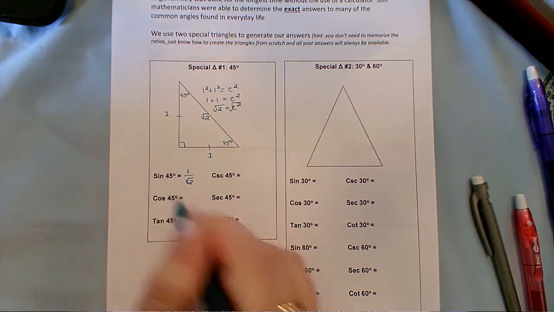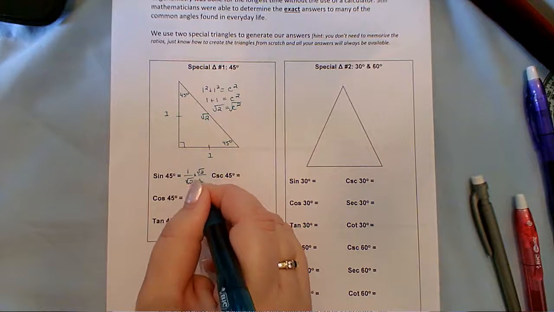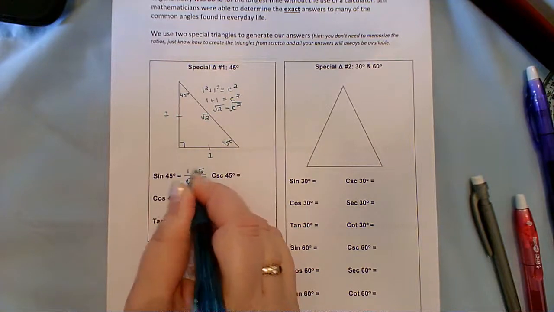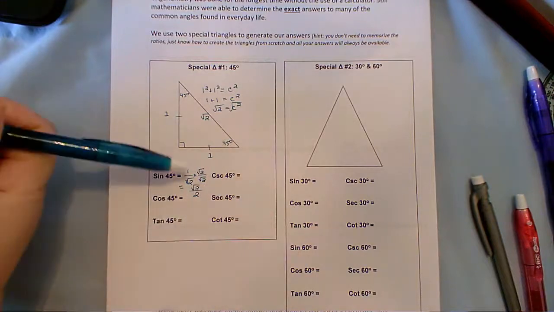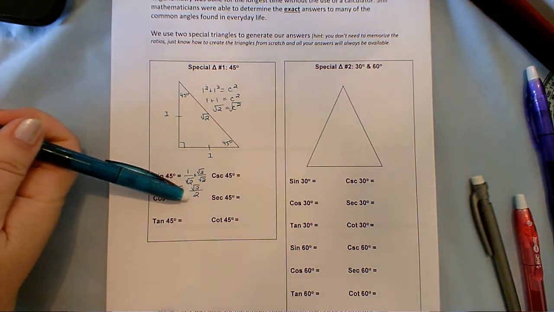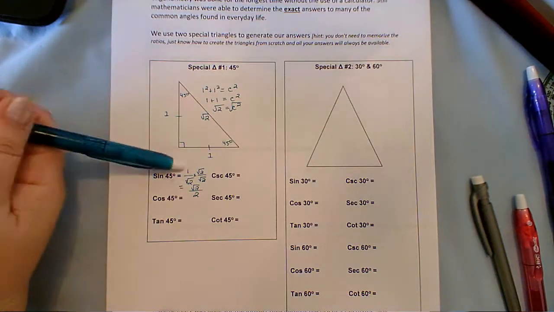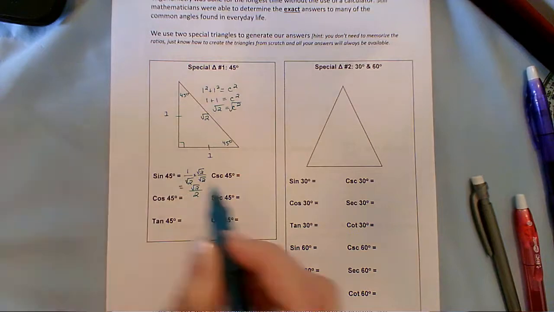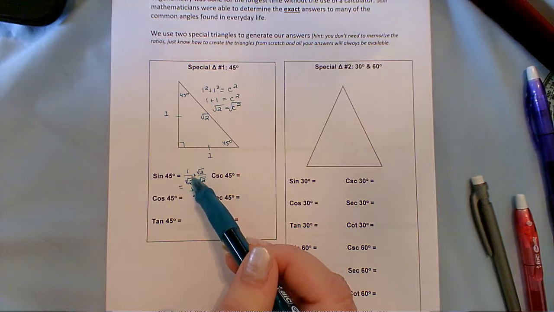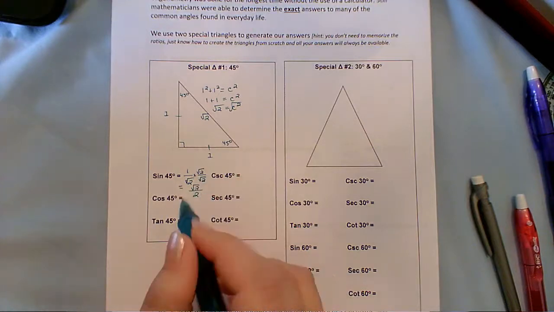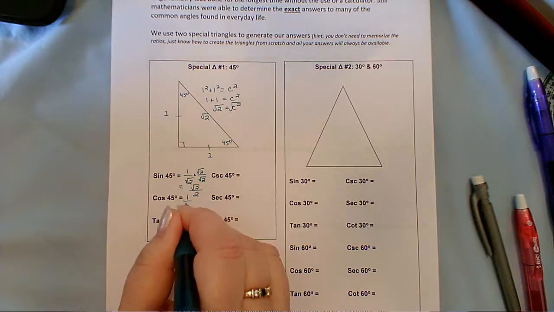Now, some people rationalize. Remember where you times top and bottom by the root 2, which gives you root 2 on top over root 4, which is just a 2. So 1 over root 2 and root 2 over 2 are the same answer. So it won't matter which way you report your answer. They're both the same. But just so you look for and understand that if you see this as an answer and you wrote it like this, that they mean the same thing. Cos of 45 would be adjacent over hypotenuse. So notice that is 1 over root 2 as well.